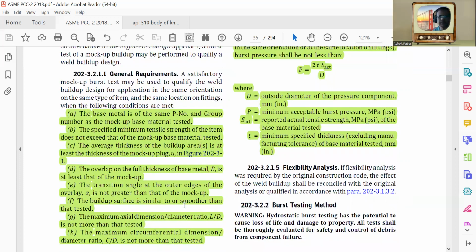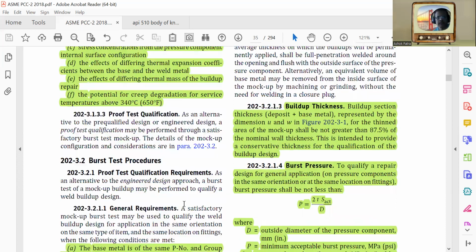The base metal is the same P number and group number as the mock-up base material tested. The specified minimum tensile strength of the item doesn't exceed that of the mock-up base material tested. The average thickness of the build-up areas is at least the thickness of the mock-up plug U. Figure 202.3.1.